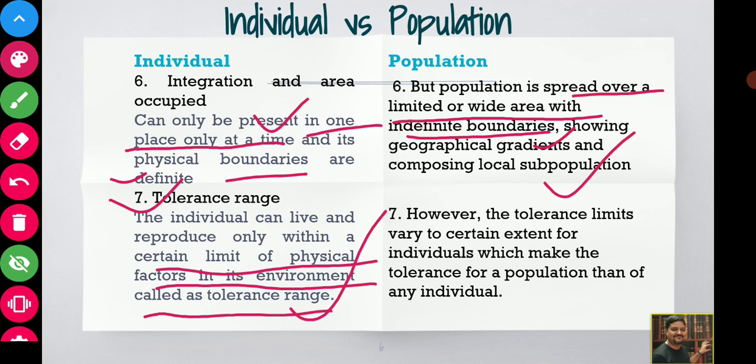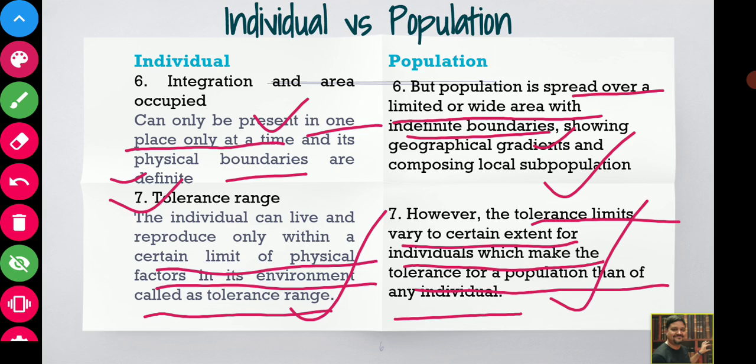Whereas if you see a population, the tolerance limit will vary to a certain extent for each individual, which makes the tolerance for a population larger than any individual. So if you are talking about population, in that population there will be many individuals who are very well adapted to lower temperature, and there are few individuals or many individuals which will be comfortable at higher temperature. So tolerance range for population will be larger or higher. The tolerance limit for population will be varying. It will not be fixed as in case of individual.